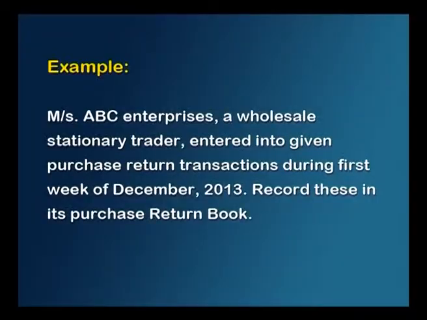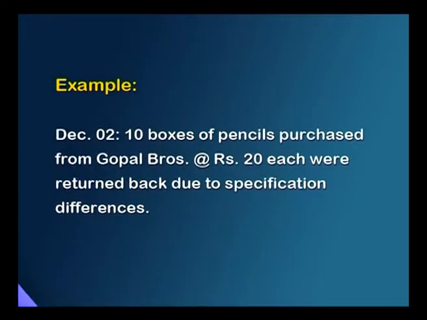Now, let us understand recording transactions in the purchase return book with the help of an example. We take the example of the same firm, that is Messrs ABC Enterprises. There are certain transactions entered into by the firm and these transactions are to be recorded in the purchase return book of the firm. First we will read out the transactions and then we will record them in the purchase return book. There are 2 transactions in all.